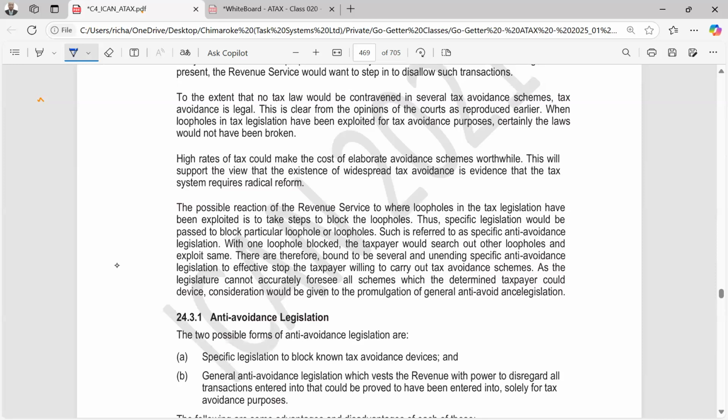To the extent that no tax law will be contravened in several tax avoidance schemes, tax avoidance is legal.